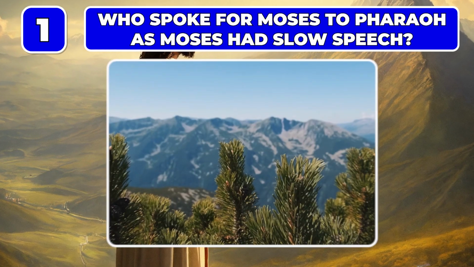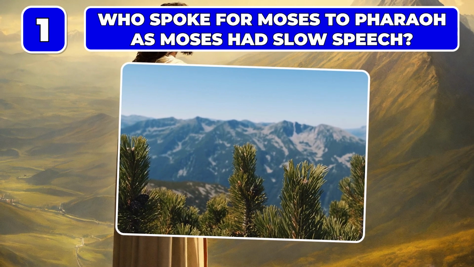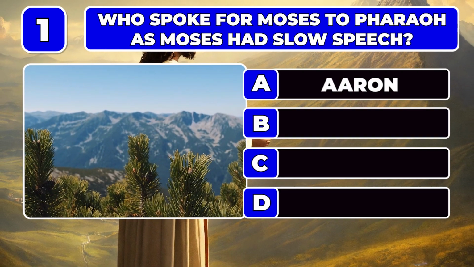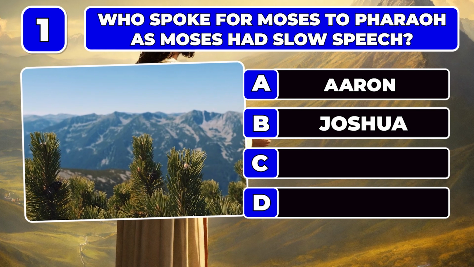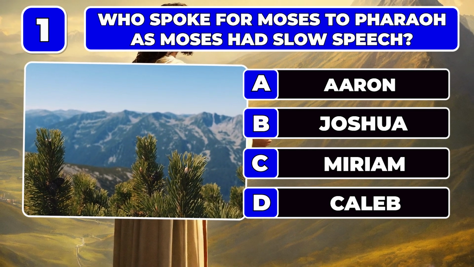Question number 1. Who spoke for Moses to Pharaoh, as Moses had slow speech? A. Aaron, B. Joshua, C. Miriam, D. Caleb.